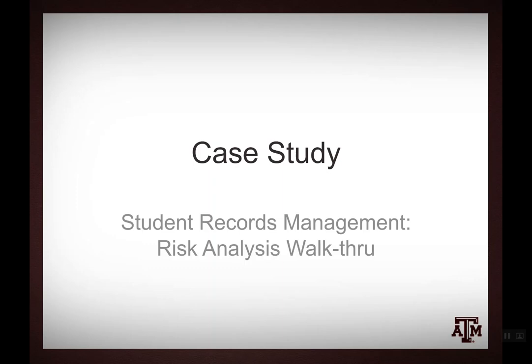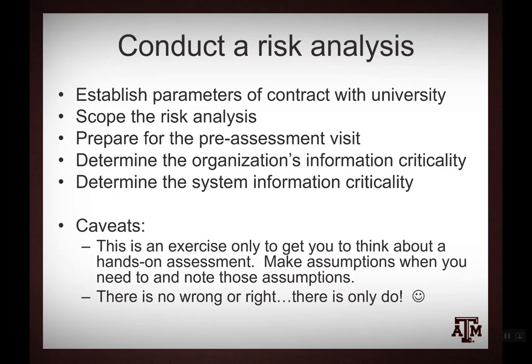I want you to have some pen and paper handy, and this is just going to be how we do a walkthrough. And it's a domain you should be familiar with, student records management. How does the university manage your records? So if we were going to conduct a risk analysis, we would go through these steps. We would establish parameters of contracts with the university. That is, you want to have everything in writing. What is the expectation for the risk assessment? What are you going to deliver? What systems are included? You're going to scope it because you can't do a risk assessment on the entire university.